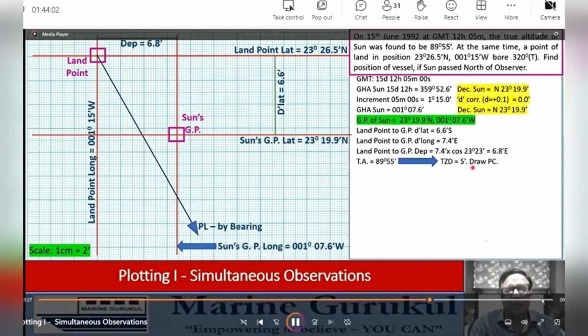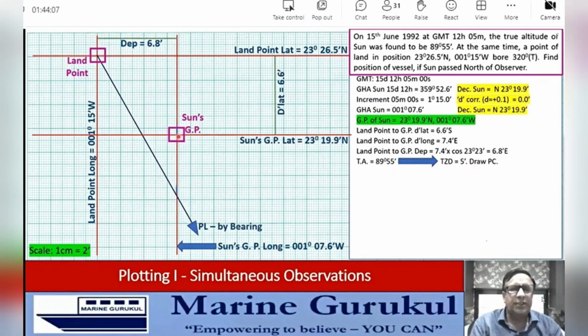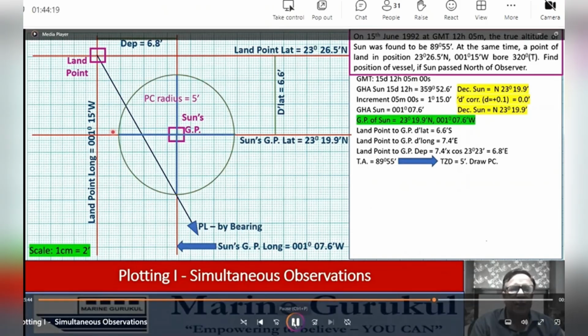Which becomes the radius, 5 miles becomes the radius of the circle. So with this GP as the center and 5 miles as the radius, we draw the position circle, and this is the position circle of the vessel. Since this PC and the PL are for the same time, the vessel could be at the point of their intersection. Okay. Now we have the position circle, the high altitude observation plotted on the screen. So any doubts in this?